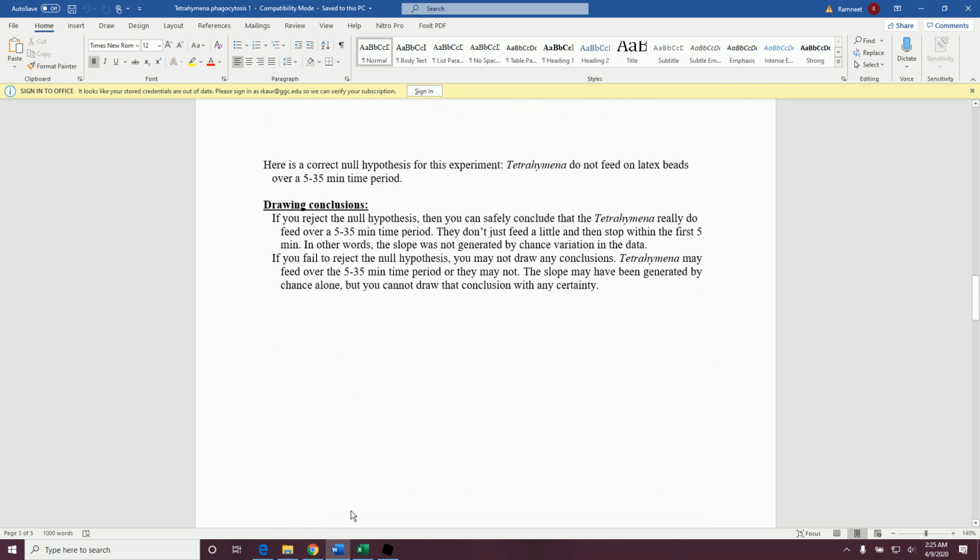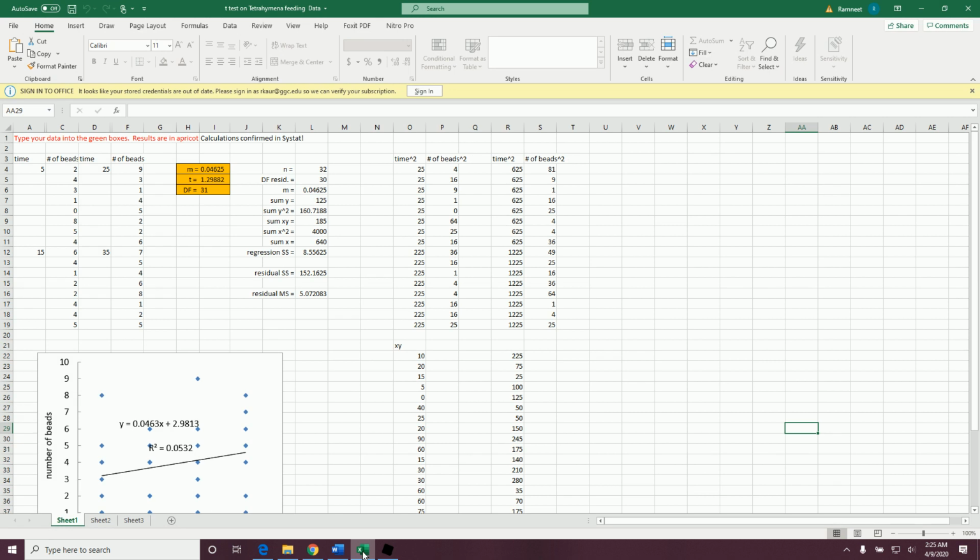What you have to do here, if you come to the Excel sheet, the data, is look at the feeding of the Tetrahymena over different time points. First of all, we look at 5 minutes, then we go for 15 minutes, then 25, and then 35. And this is the data given for the beats per time.